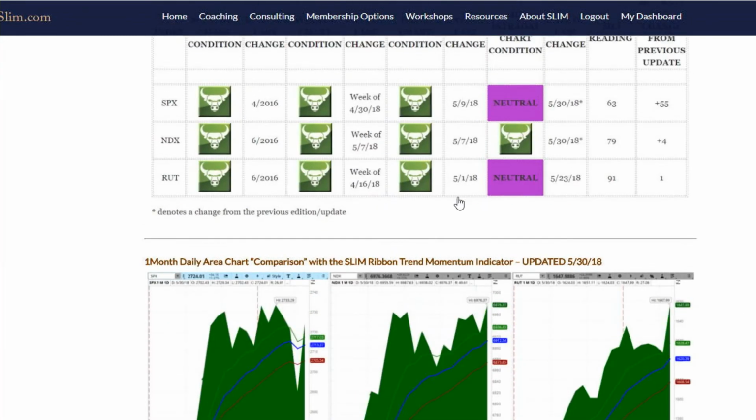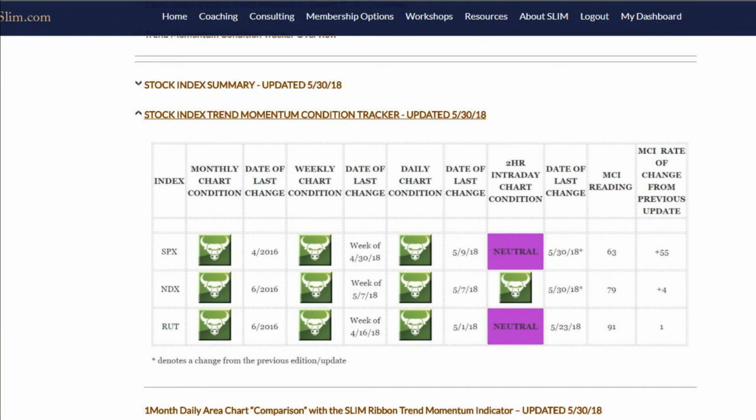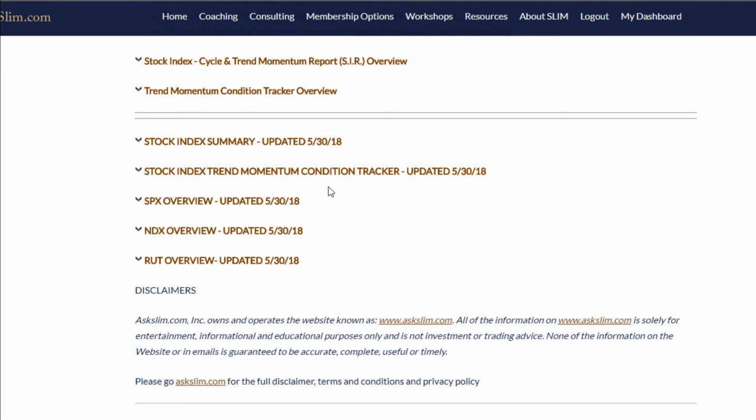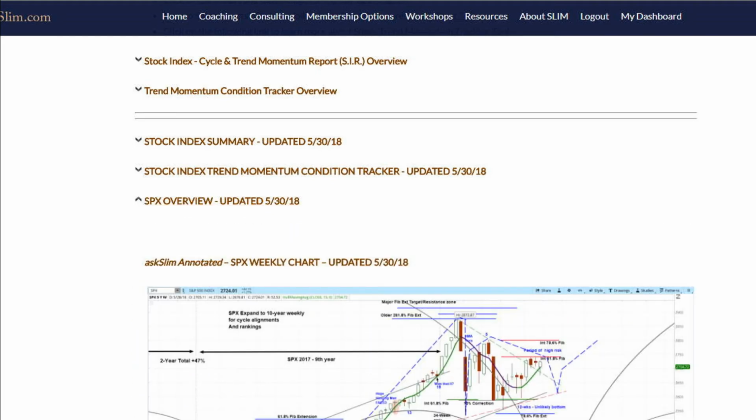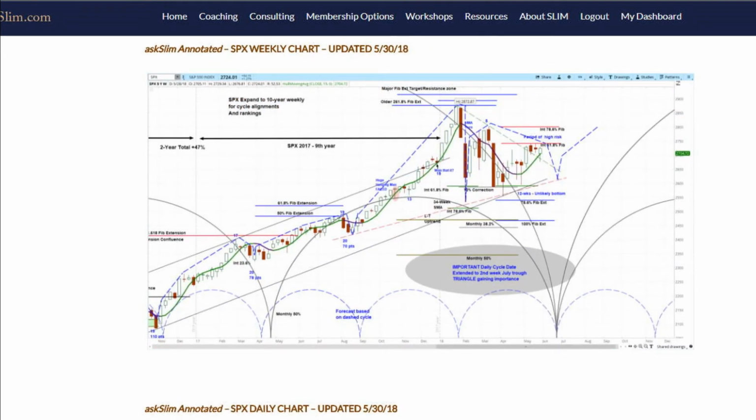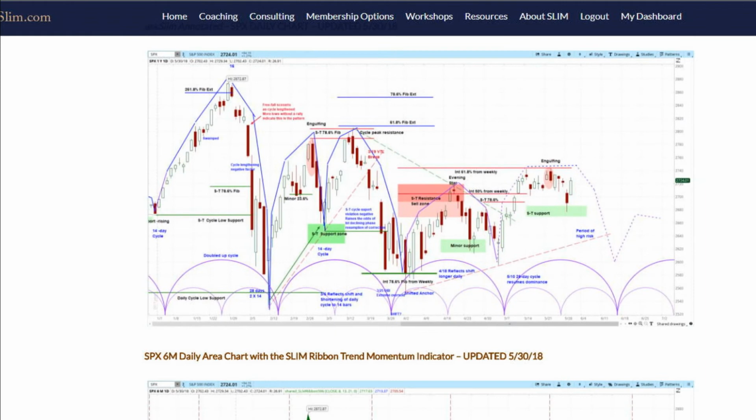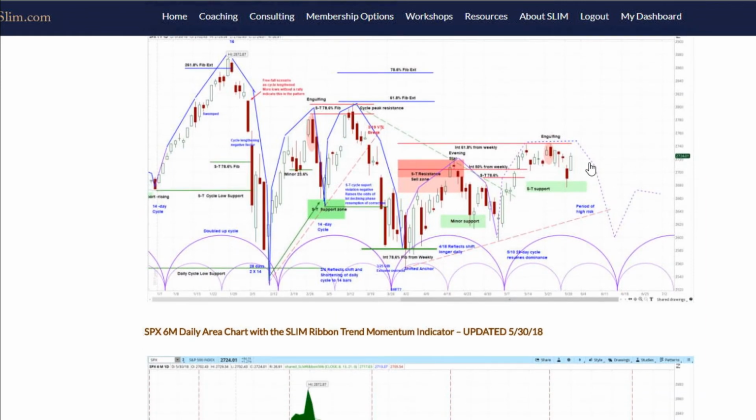So what about the condition and the analysis of the individual indexes, like the S&P 500? We do the same thing for all 3 of the indexes. Let's just look at the S&P 500 here. You can see a great look at the weekly chart on the S&P 500, which we have projected as entering into a corrective phase right there and a decline. When you look at the daily, pretty much the same thing. We're looking for that to roll over, and you can see our chart right there.